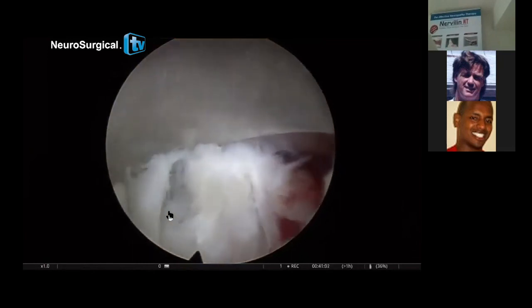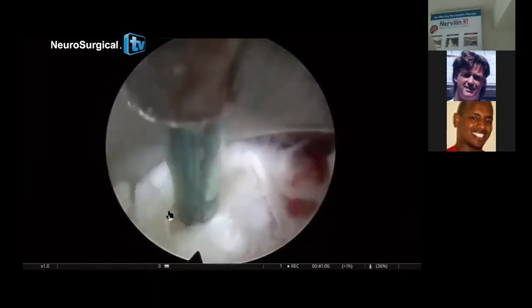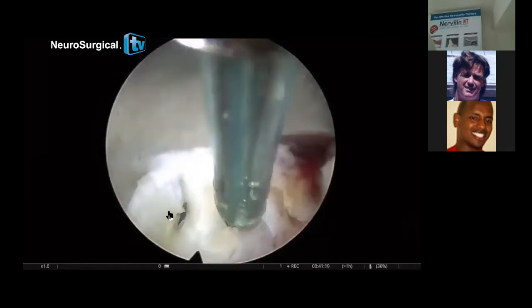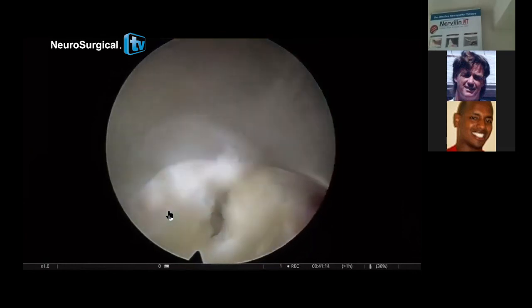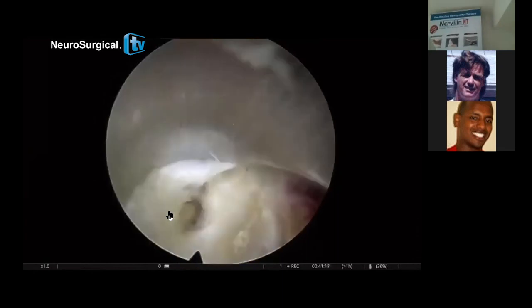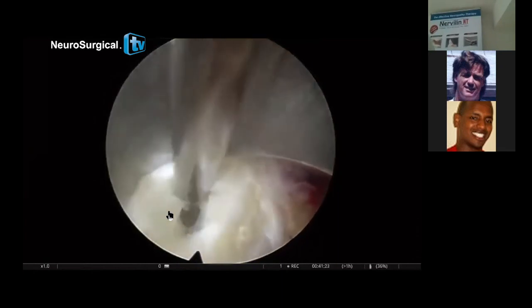Turn the working canoe, and yes, this is annular sealing. And also this is very important for post-operative MRI. If you leave that, they sometimes think, you know, these are missed fragments.